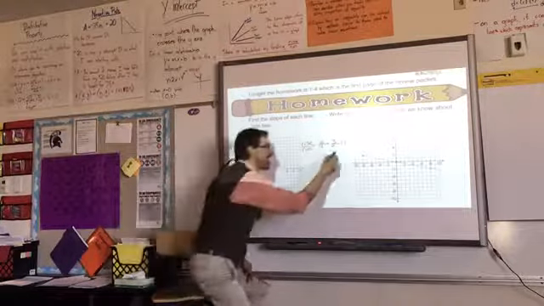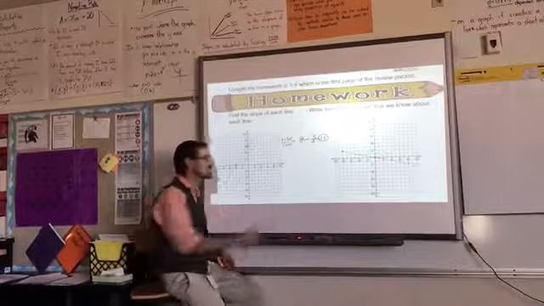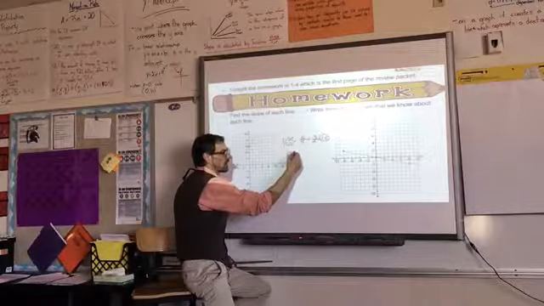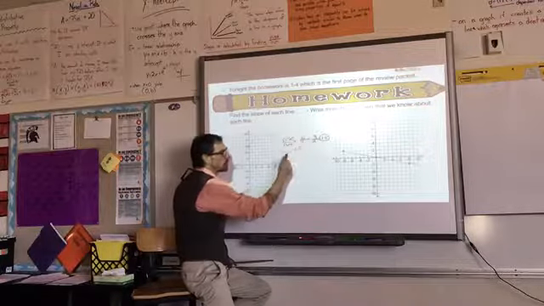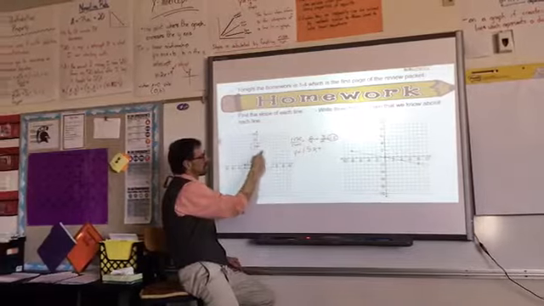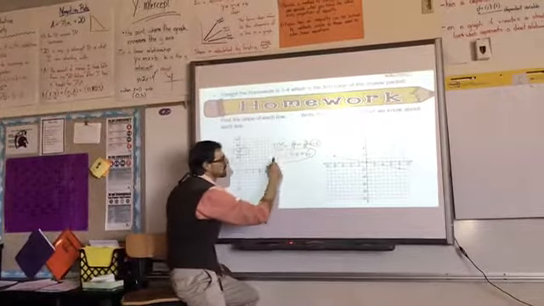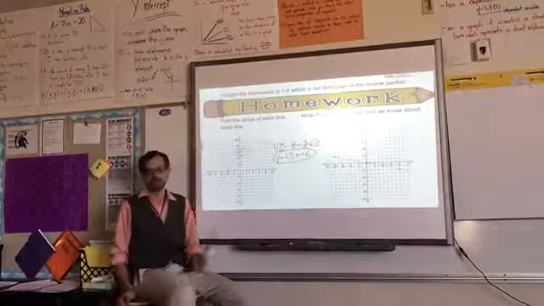That 1.5 is my slope. So I could write my equation, y equals 1.5x plus my y-intercept, which is 6. This would be my equation for that line.